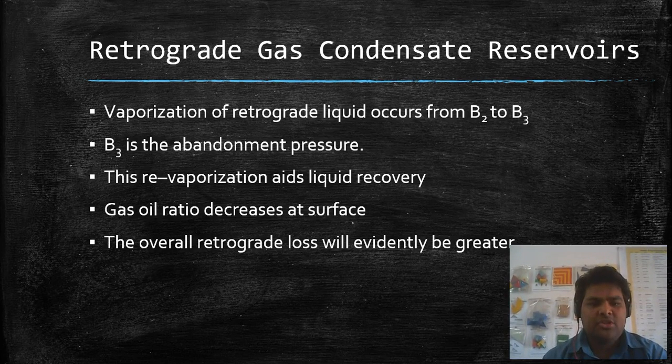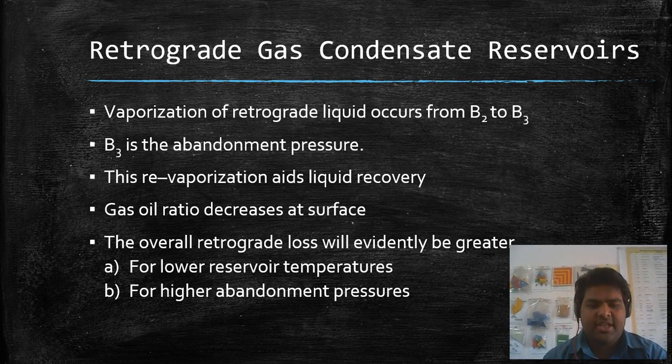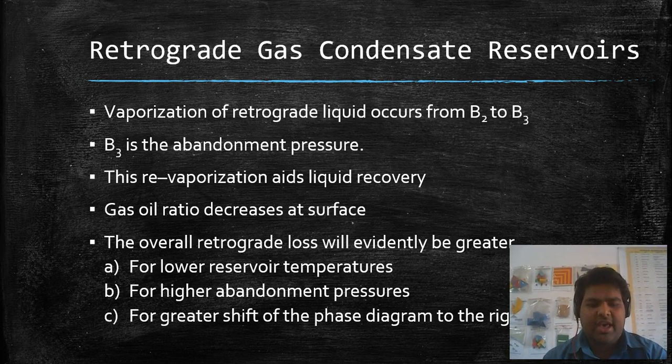So the overall retrograde loss will be greater for lower reservoir temperatures, higher abandonment pressures, and for greater shift in the phase diagram to the right. Now I leave this for you to imagine why. You can see this in the phase diagram and you can conclude why.